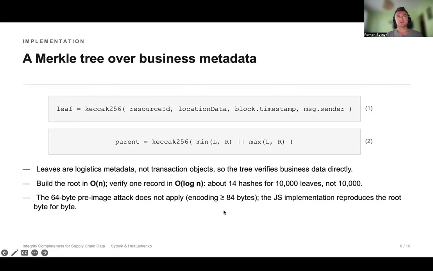Building the root takes linear time. Verifying a single record takes logarithmic time, about 14 hashes for 10,000 leaves rather than 10,000. The off-chain implementation in JavaScript reproduces the Solidity root byte for byte, so the root can be checked without deploying to a blockchain.